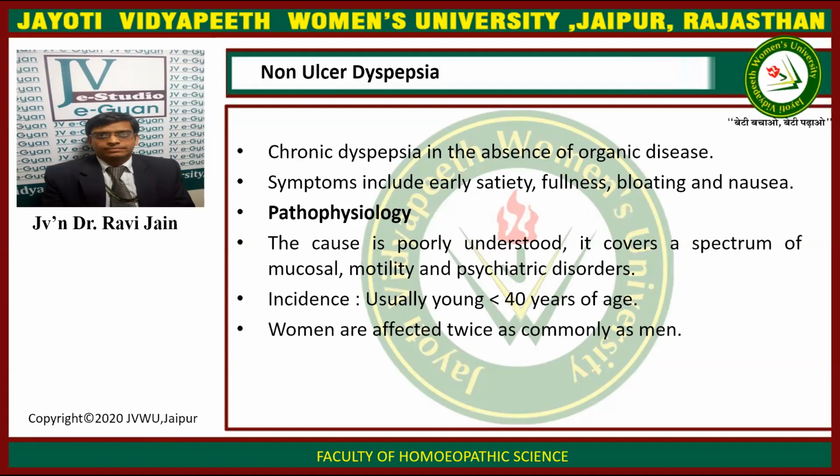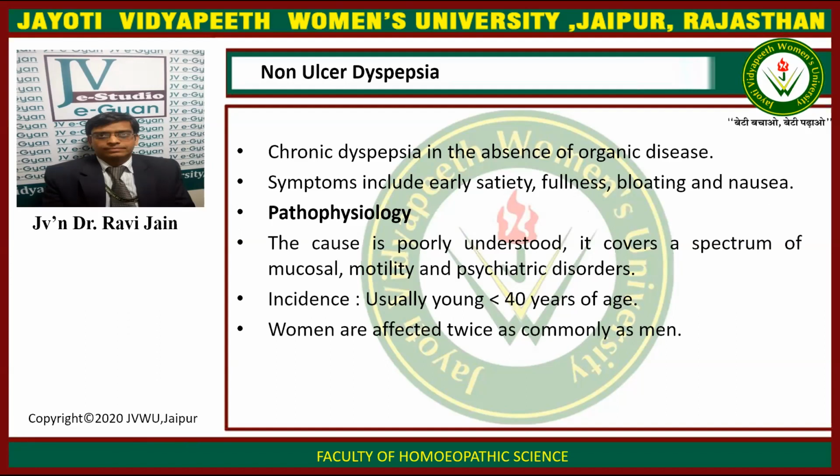Now, another topic, after Zollinger-Ellison syndrome, is non-ulcer dyspepsia. This is also a very important topic because in this also we get a short note. Non-ulcer dyspepsia means chronic dyspepsia. This is a very small topic, but it is important because you find a lot of patients suffering from non-ulcer dyspepsia. So, chronic dyspepsia in the absence of organic disease consists of non-ulcer dyspepsia.